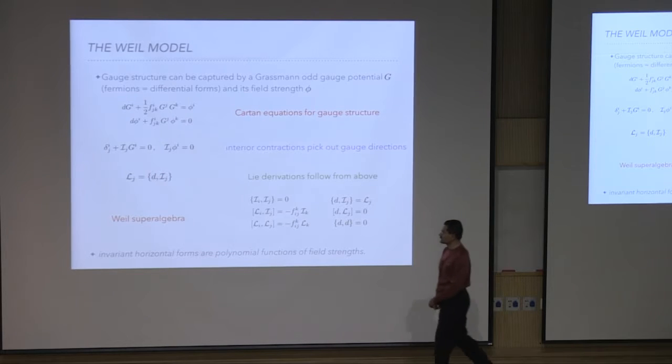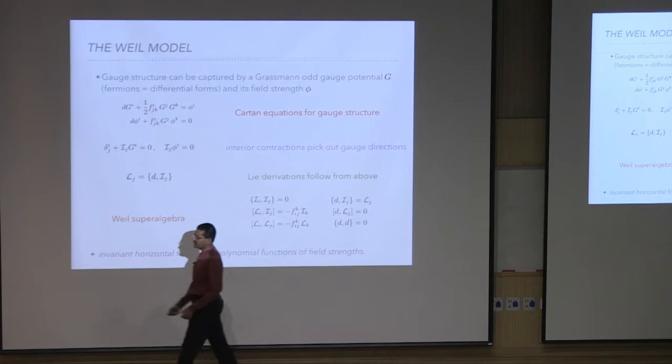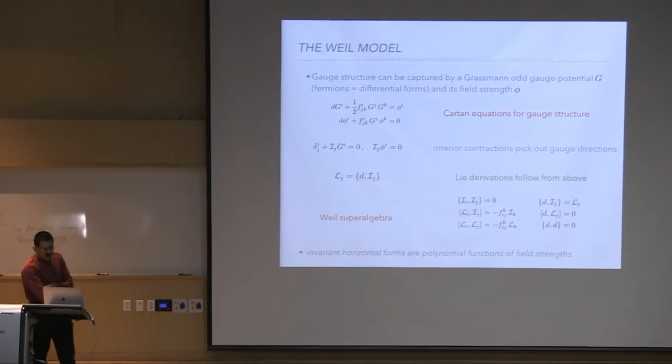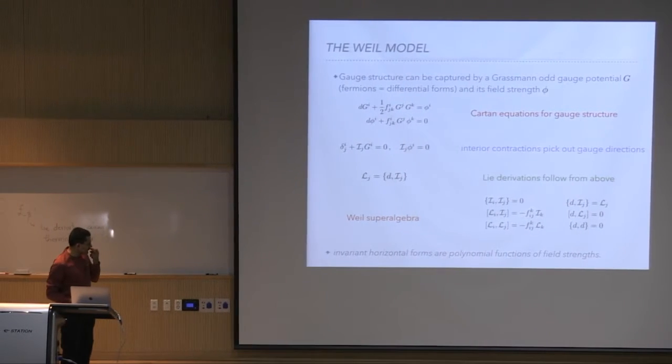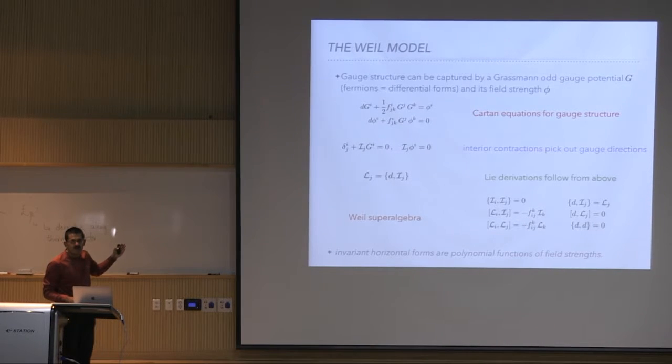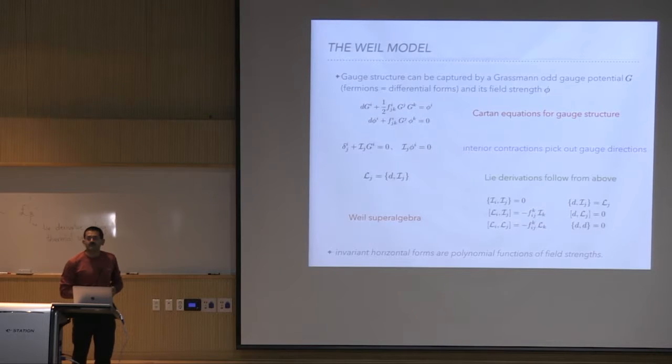Okay? So this complex is something called the Weil complex, which is why I call this the Weil model. And we need a generalization of this, which I'm going to talk about next. But perhaps I can pause to ask if people have questions about this algebra, this mathematical fact.